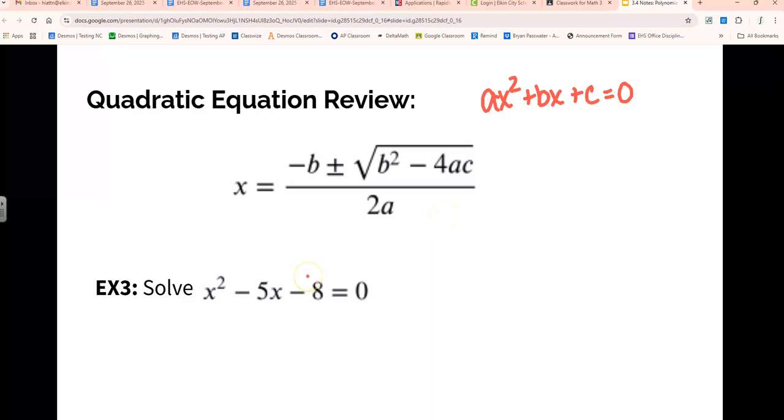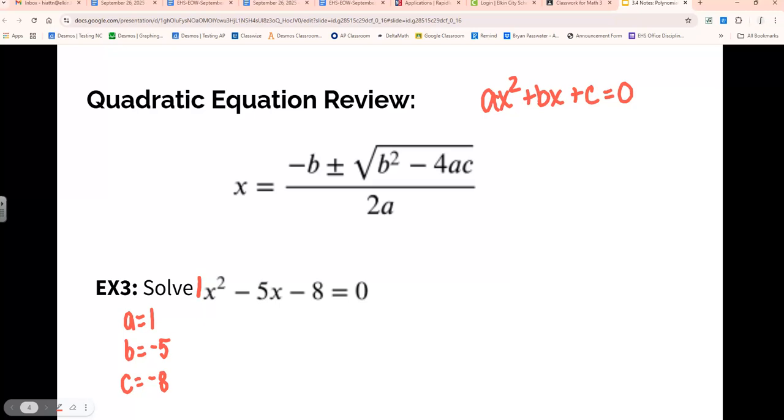So for this, you just need to find your a, b, and c. In order to do this, everything has to be on one side, which it already is here. In front of my x squared, I don't have a number, so I'm going to put a 1 right there. So my a value is going to be 1. My b value is going to be the number in front of my x, which is -5. And my c value is going to be -8.